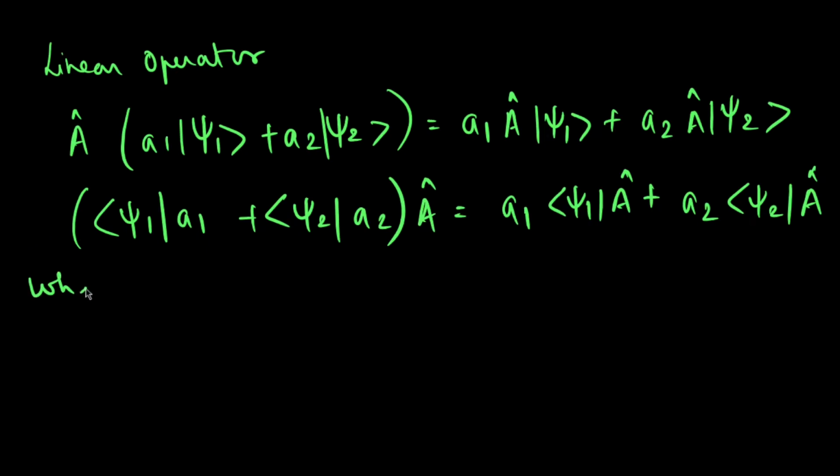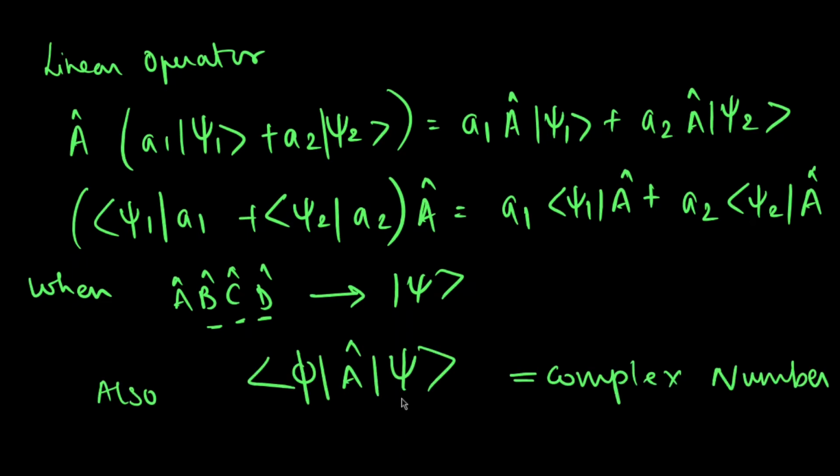Similarly, when four operators A cap, B cap, C cap and D cap operate on psi, the chronological order is: first D will operate, then the resultant state will operate with C, and that resultant will operate with B and then with A. Also, when an operator operates with a ket and a bra, we get a complex number.